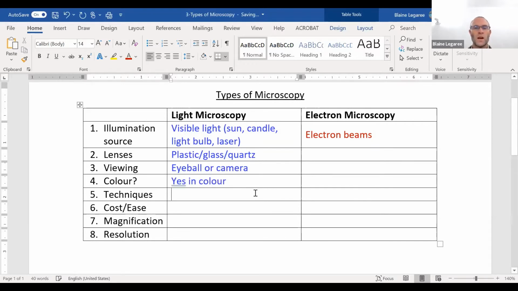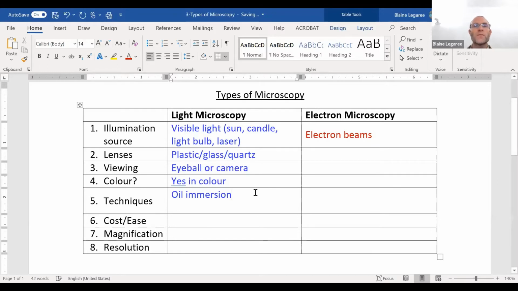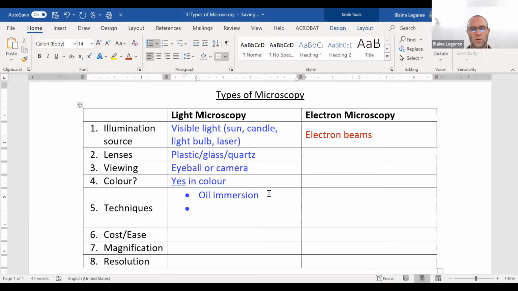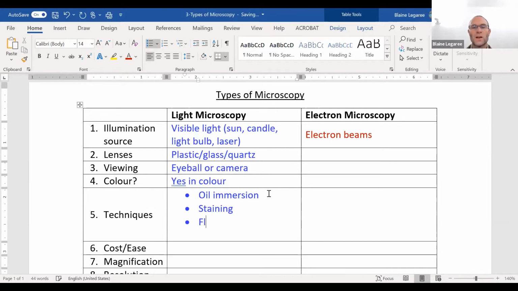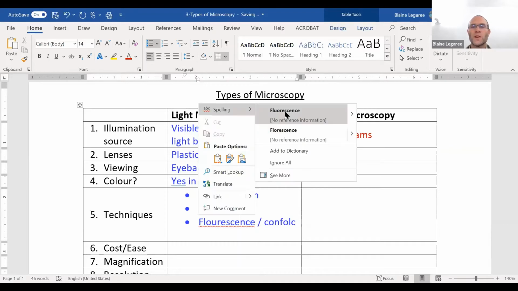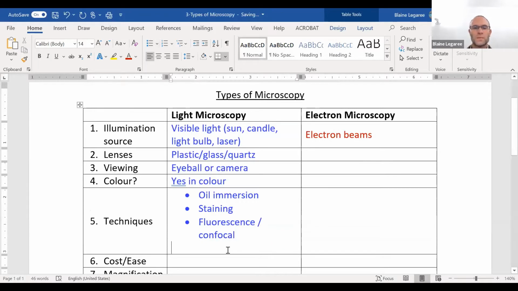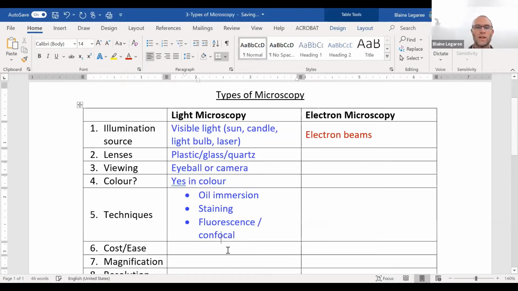There we go. What are some of the techniques that we've been talking about? So we were talking about oil immersion. Let me just add some bullets there. Oil immersion. We were talking about staining, talking about fluorescence and confocal. So I gotta learn how to spell, apparently. And there are other techniques in light microscopy. These are kind of just the ones that we're discussing in today's class anyway.